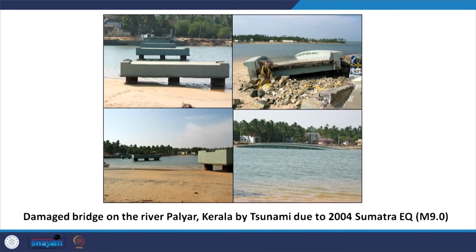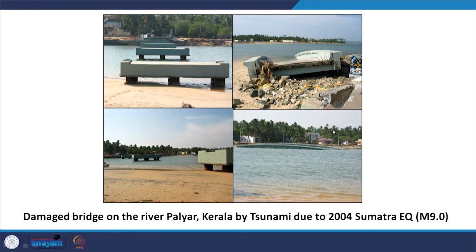Now, this slide is from Kerala, a place called Kilamanakudi. In fact, there are two villages there, Kilamanakudi and Milamanakudi, and this bridge was connecting them. One is on this side and the other on the other end, and the bridge was connecting the two villages. This photograph was taken by ourselves after the 2004 Sumatra earthquake.